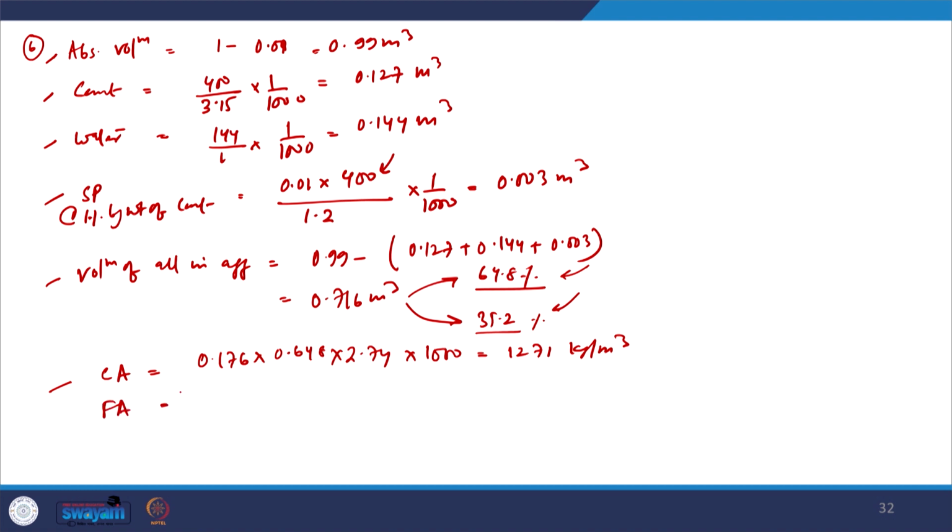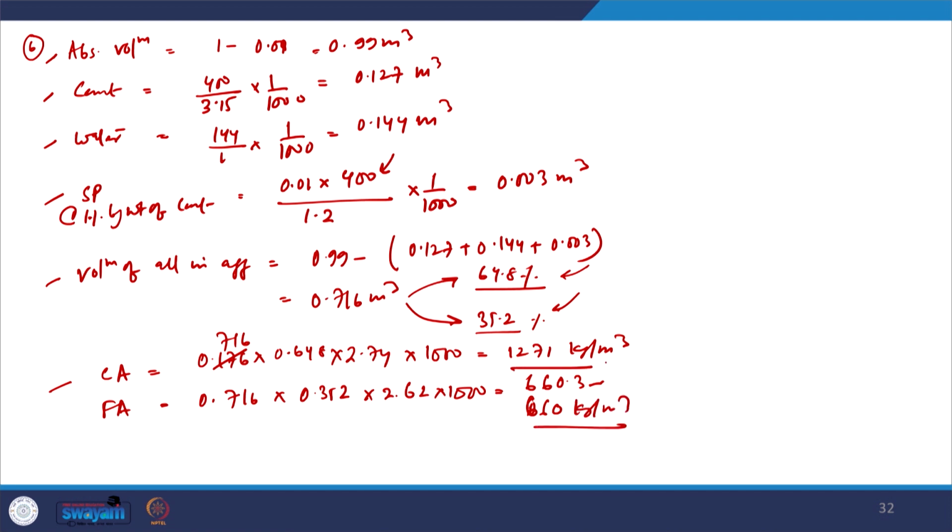So, fine aggregate becomes equal to again 0.716 into 0.352 into 2.62 into 1000. So, this becomes equal to 660.3, or let us say 660 kg per meter cube. Okay. So, now we have all the mix proportions. Again this is by SSD.